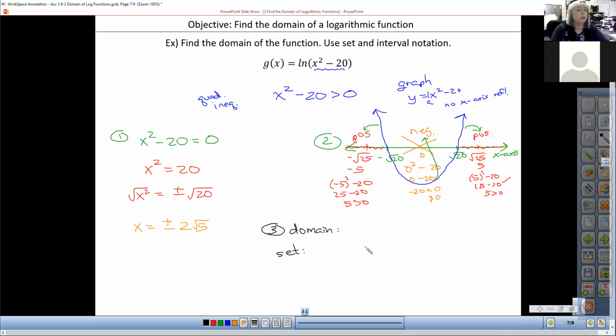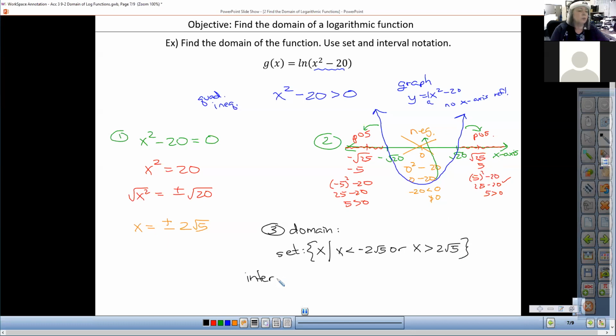Now, notice this time we have 2 intervals. That's going to give us 2 separate inequalities. So we have the set of all x's such that this one over here on the left is numbers to the left of negative 2 root 5. So that's less. So we have x's less than negative 2 root 5, or the one over on the right, which are numbers to the right of positive 2 root 5, would be x's greater than 2 root 5.